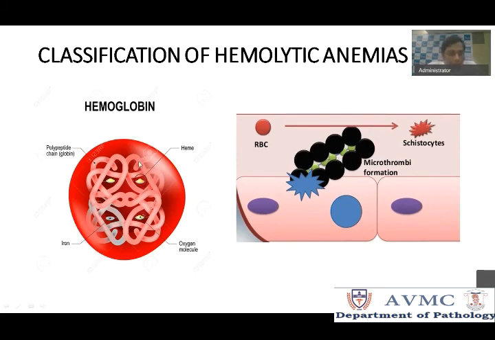In intracorpuscular hemolysis, the problem could be in the membrane, which we call membrane hemolytic anemias. The problem can be in the hemoglobin, which we call hemoglobinopathies, or the problem could be in the enzymes inside the RBCs, which we call enzymopathies or enzyme-linked hemolytic anemias. So in intracorpuscular, you have membrane defects, hemoglobin defects, and enzyme defects.